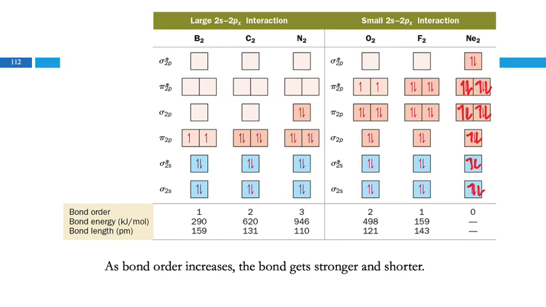Paramagnetic or diamagnetic? Diamagnetic, they're all paired up. And then the bond order, again, you'd count the ones in the bonding orbitals, that's this one and this one and this one, and you just subtract the anti-bonding.